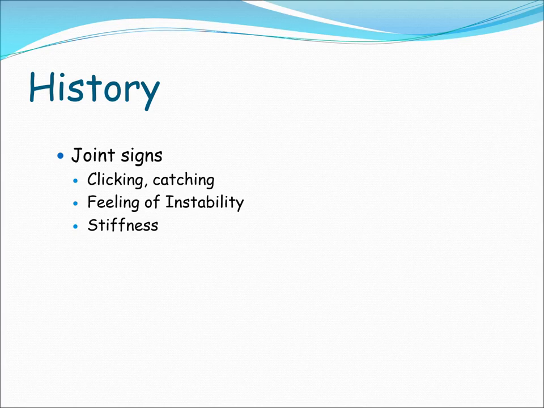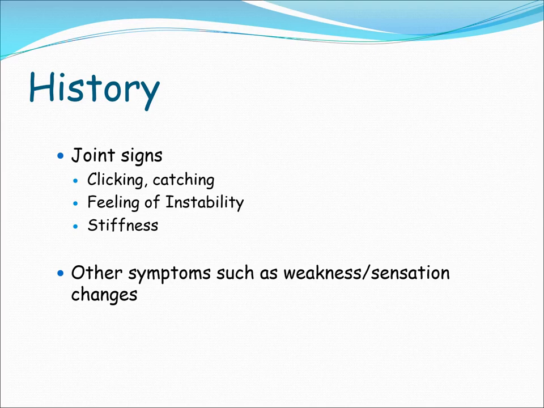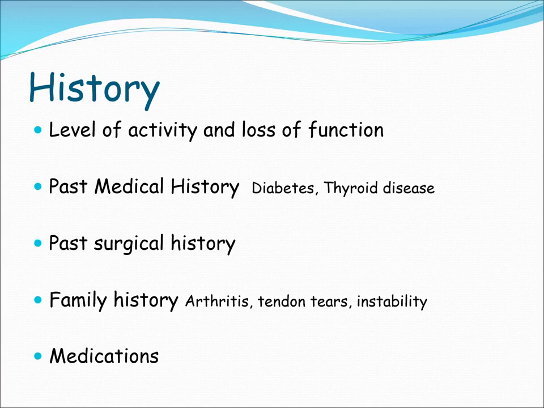Other symptoms such as weakness or sensation changes may suggest that the origin is from the cervical spine or brachial plexus rather than from the shoulder itself. The history should also assess the level of activity and loss of function, especially relating to activities of daily living, because this will help us decide when to intervene or what operation is necessary.